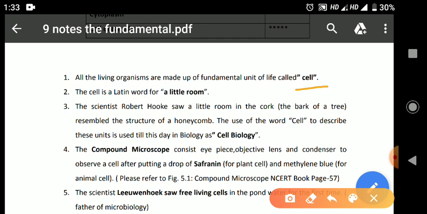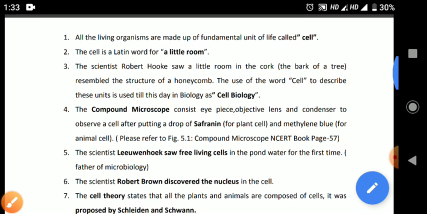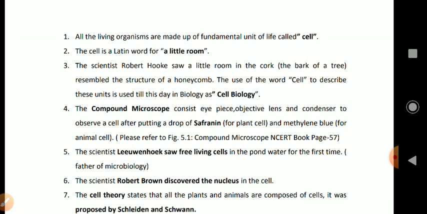Now, what is a cell? To explain this, we can take the example of a wall. A wall is made up of bricks. Similarly, our body is also made up of cells. Living organisms are of two types: the first one is unicellular and the second one is multicellular. Unicellular organisms are made up of one single cell, and multicellular organisms are made up of many cells.